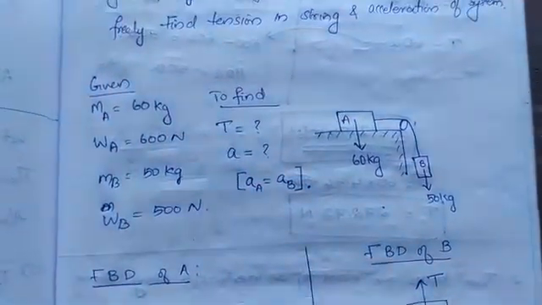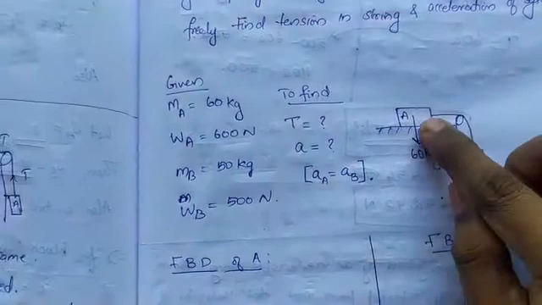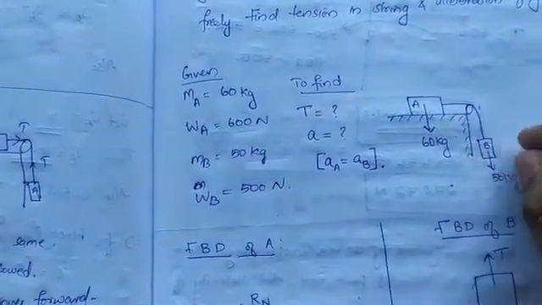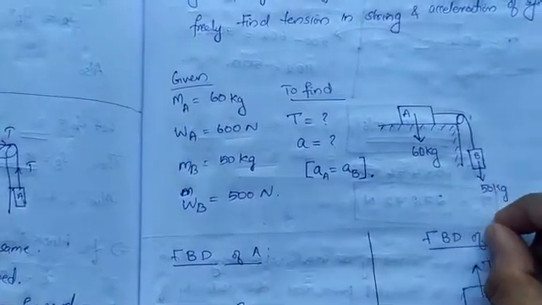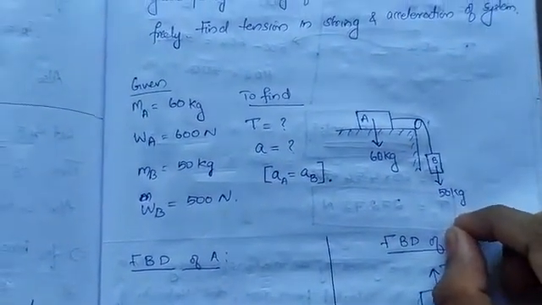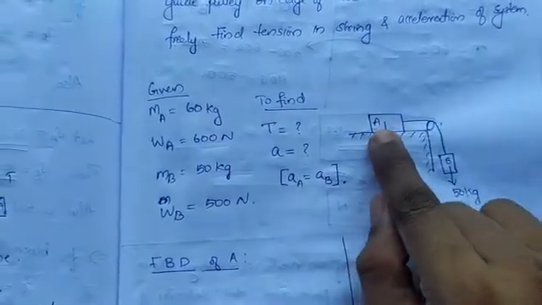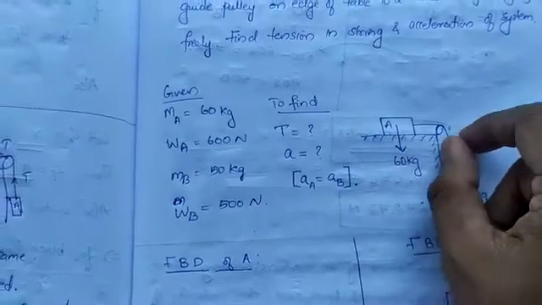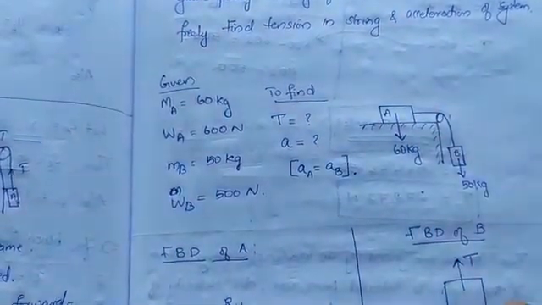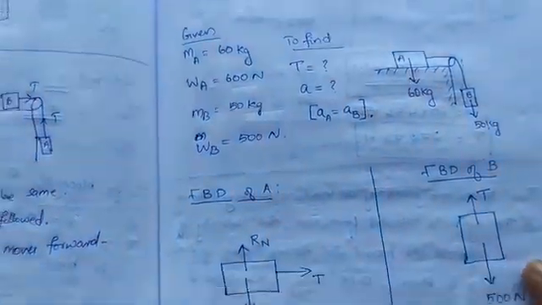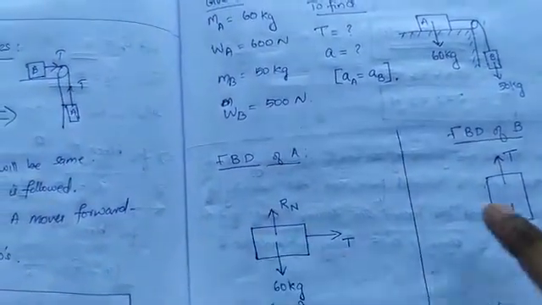Another important thing: since there is only one pulley system, and the bodies are directly connected, if B is moving at 1 meter per second square, then A will also move at 1 meter per second square. If B is moving at 5 meter per second square, A will also move at 5 meter per second square. So here the acceleration of A and the acceleration of B will be the same. So you draw the free body diagrams of both bodies.